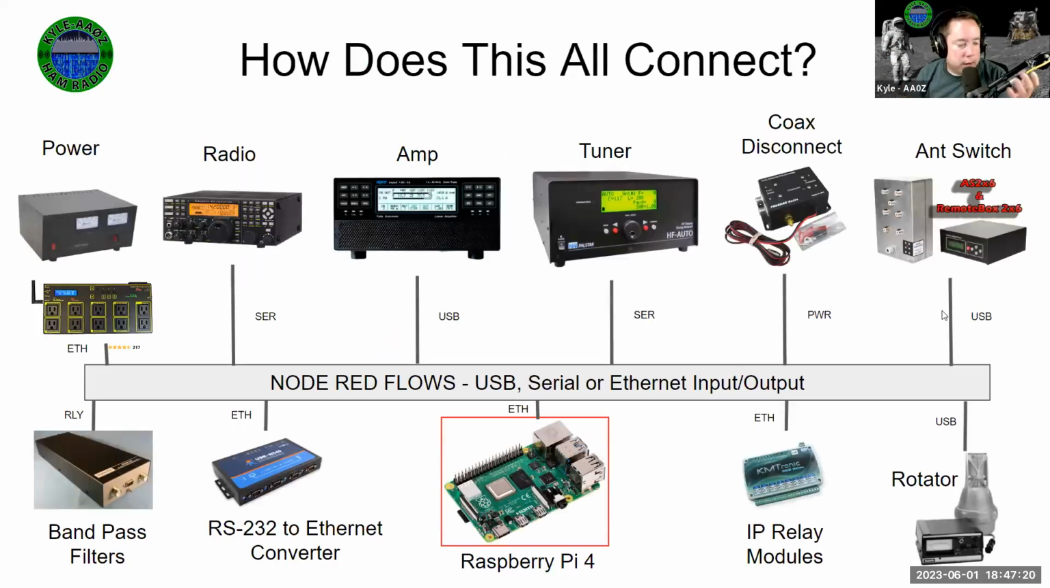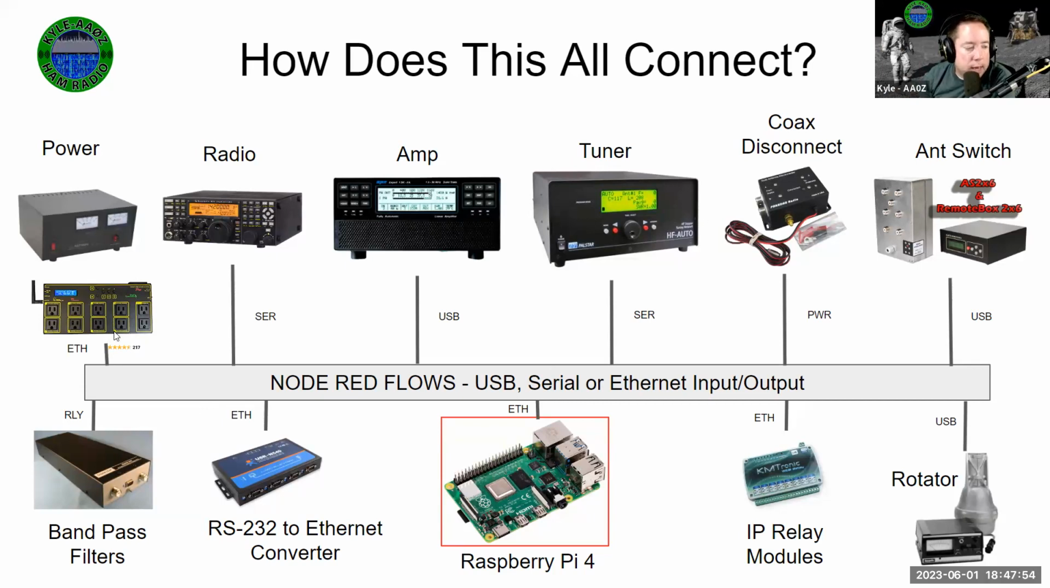So how does this all connect, right? You've got your Raspberry Pi here at the bottom, and it's connected to a bus through Ethernet. But we've got all of these different things that need to connect, right? So let's work through them here. Power. We've got an Astron power supply, and here is a Digital Loggers Pro. That is controlled by Node-RED through an Ethernet cable, and we keep the power on, the button on the power switch here, and we plug that into one of the relays.